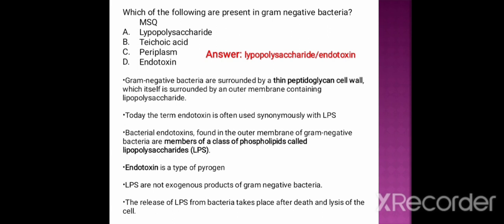Endotoxin is a type of pyrogen. LPS are not exogenous products of gram-negative bacteria. The release of LPS from bacteria takes place after death and lysis of the cell.